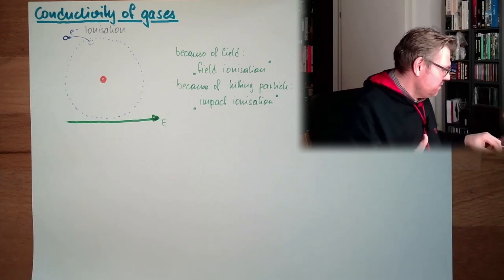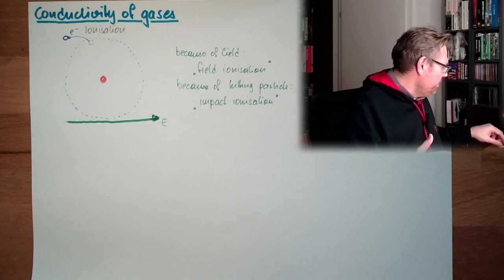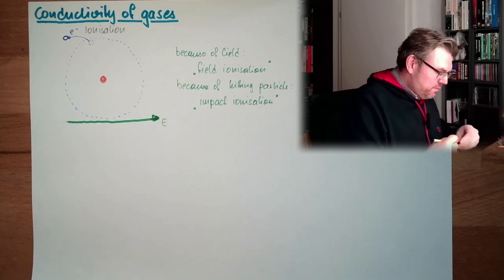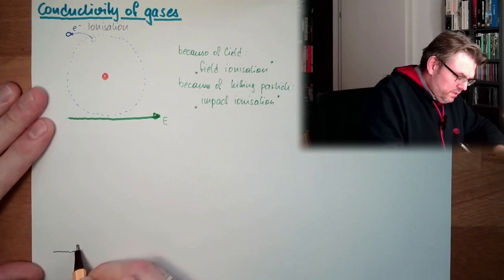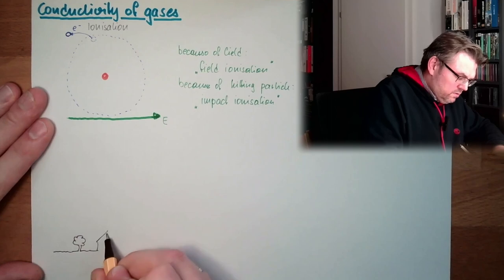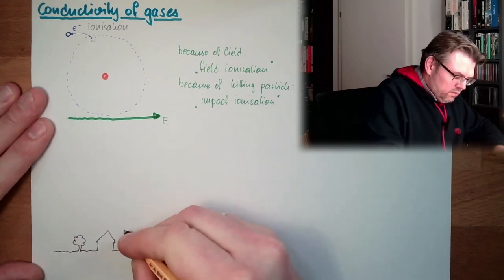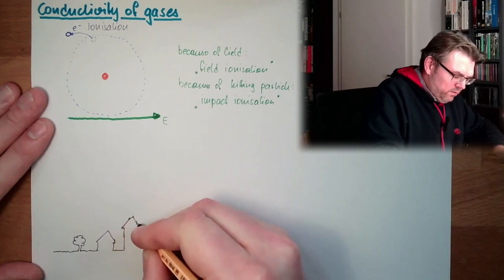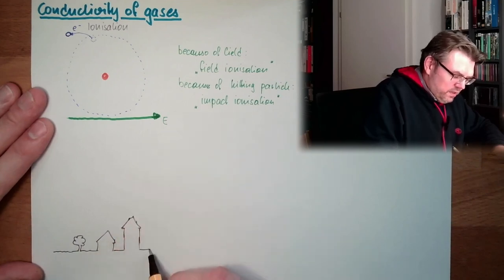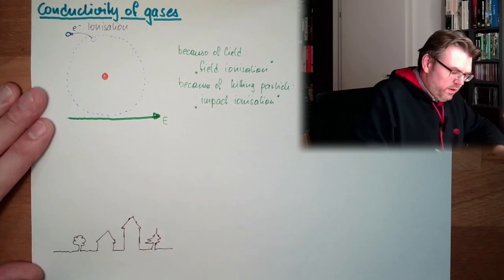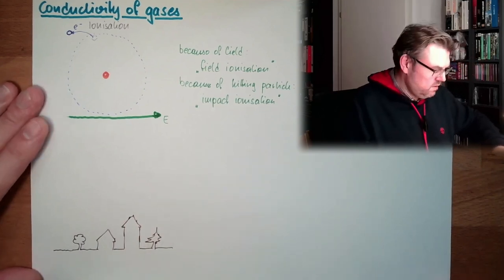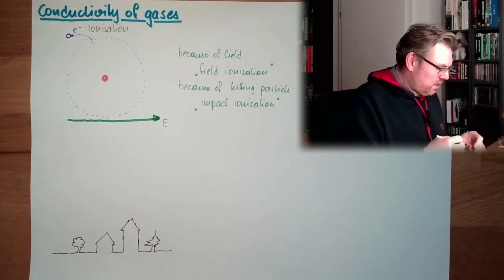Let's imagine a landscape. So we do have somewhere a landscape. Tree, a house, there's another house, a bigger house somehow, like that, then another tree. Landscape. And we do have clouds.